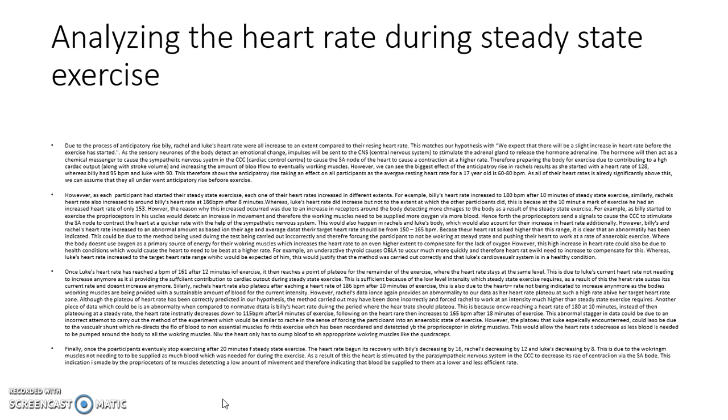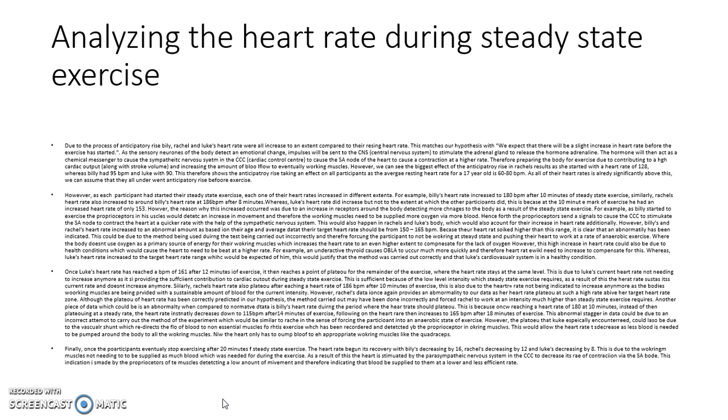Another piece of data which could be seen as an abnormality when compared to normative data is Billy's heart rate during this period, where the heart rate should plateau. This is because once reaching a heart rate of 180 at 10 minutes, instead of plateauing at a steady rate, the heart rate instantly decreases down to 115 BPM after 14 minutes of exercise. The heart rate then increased to 165 BPM after 18 minutes of exercise. This abnormal staggering data could be due to the incorrect attempt to carry out the method, similar to Rachel in the sense of forcing the participant into an anaerobic state of exercise.